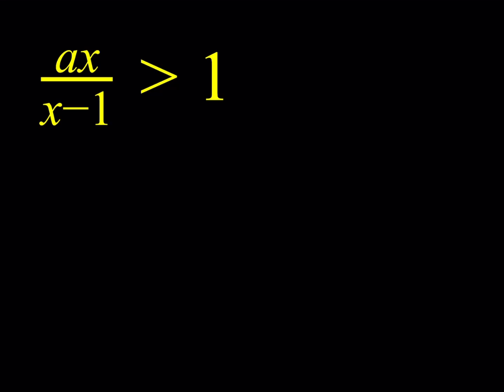So for example, if a is equal to 5, you get 5x over x minus 1 greater than 1, and it has a solution set. If a is equal to -4, then you just get a different inequality. And every time you're going to get a different solution set, obviously. But our goal is to find this in the general sense for different values of a. All right, let's get started.